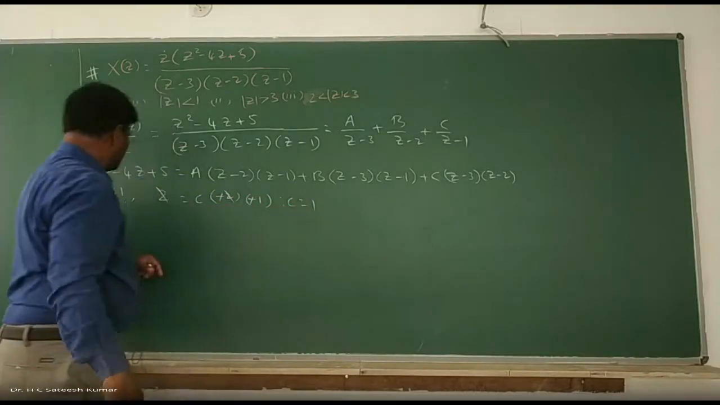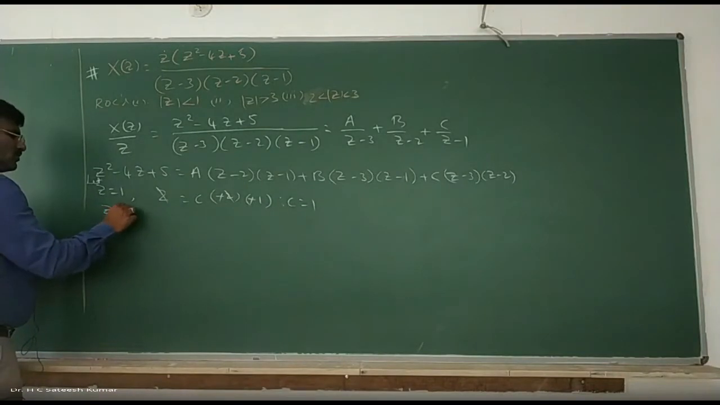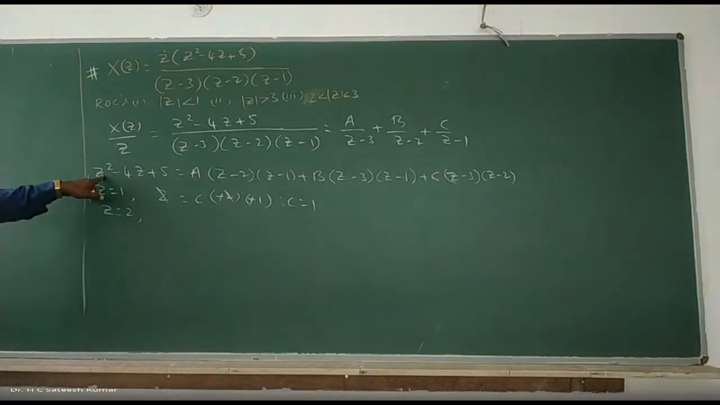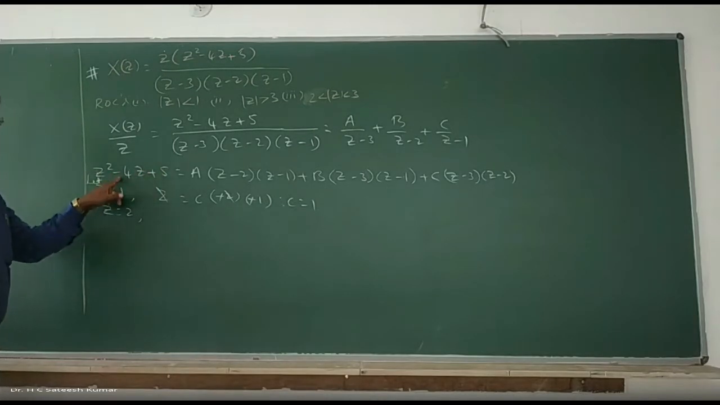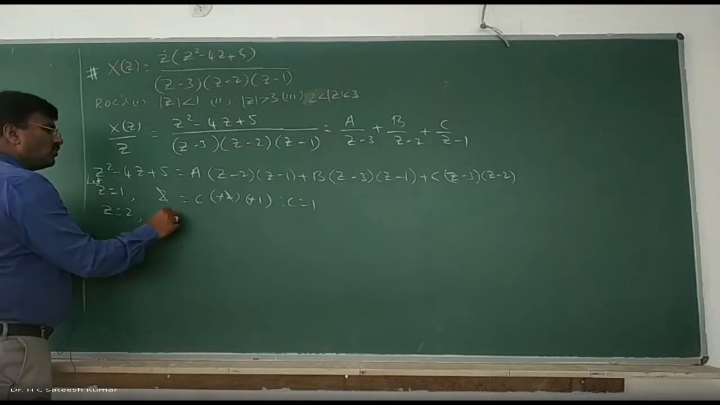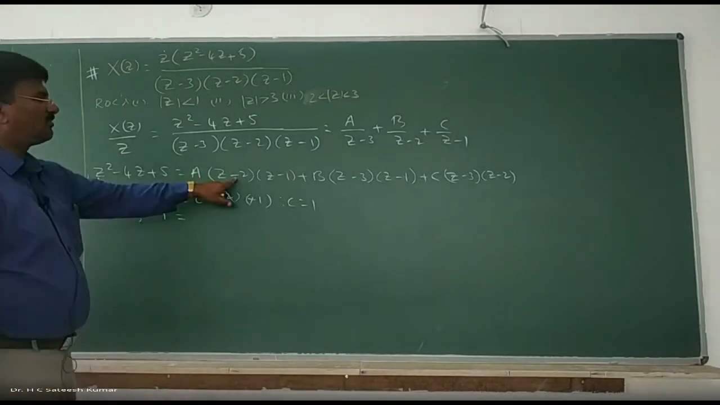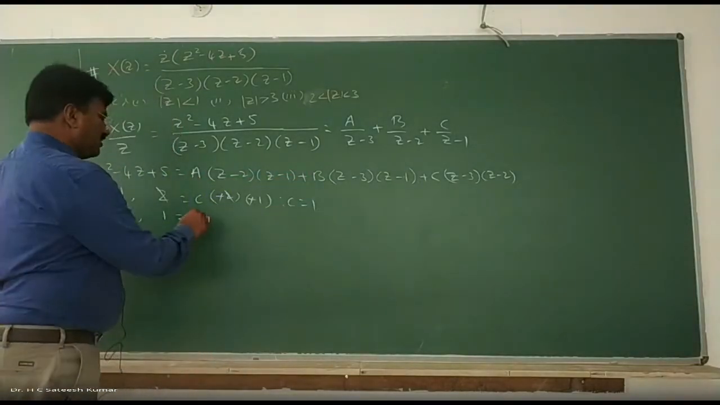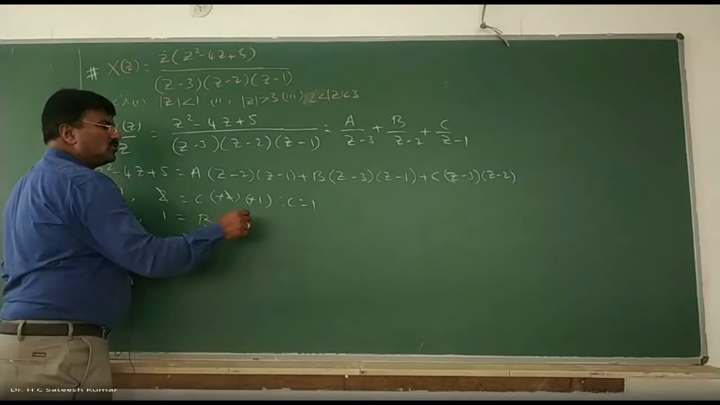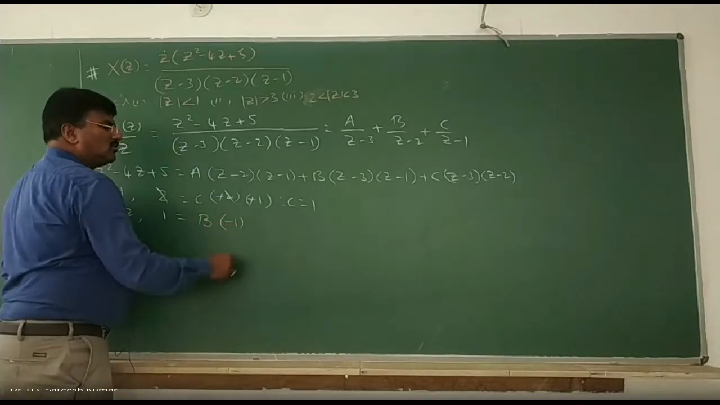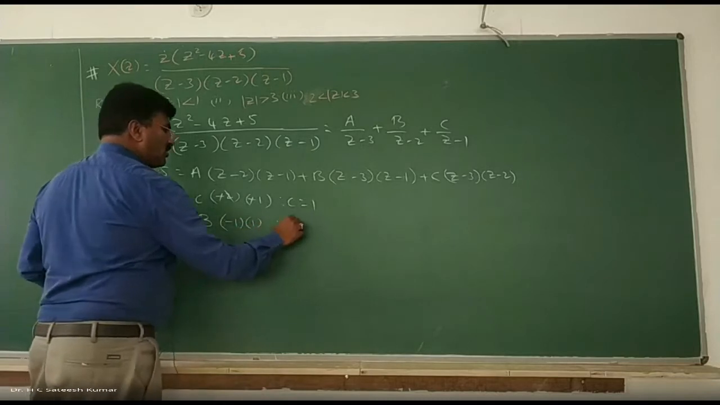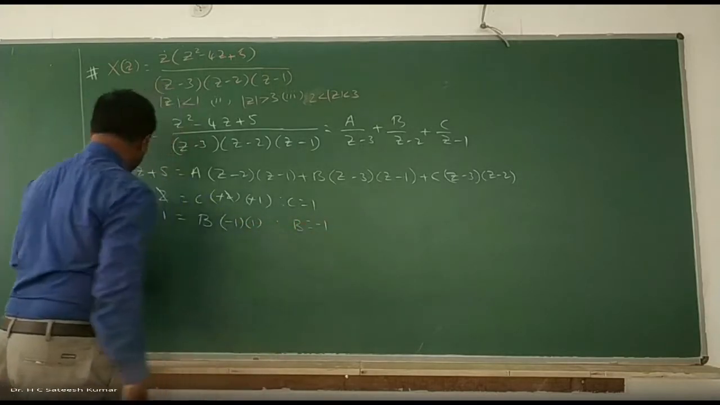Similarly, put z is equal to 2. 2 square is 4, 4 minus 8 plus 5 is 1. Here, 2 square 4, 4 plus 5 is 9, 2 into 4 is 8, 9 minus 8 is 1. So the first and third terms become 0. The second one: B into (2 - 3) is minus 1, into (2 - 1) is 1. Therefore, B is equal to minus 1.